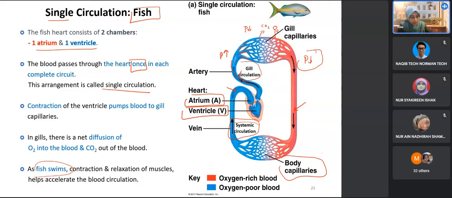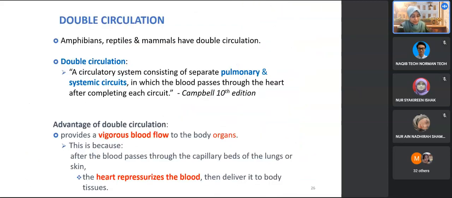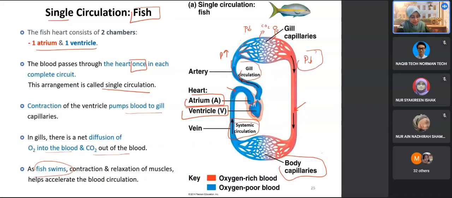So, point number 3, contraction of ventricle pumps blood into gill capillary. In gills there is a net diffusion of oxygen into the blood and carbon dioxide out. The medium is water, as I said before. And as the fish swims, contraction and relaxation of muscles helps accelerate blood circulation, because as the blood moves out of the gill capillary, the blood pressure will be reduced. So the swimming motion of the fish helps contraction and relaxation of muscles that helps to circulate the blood.